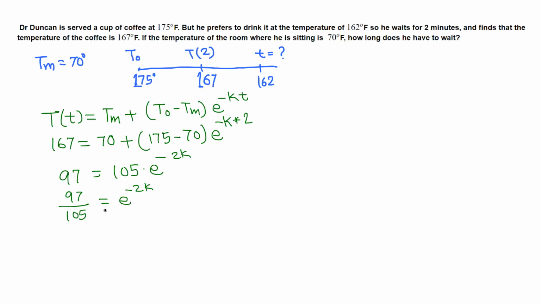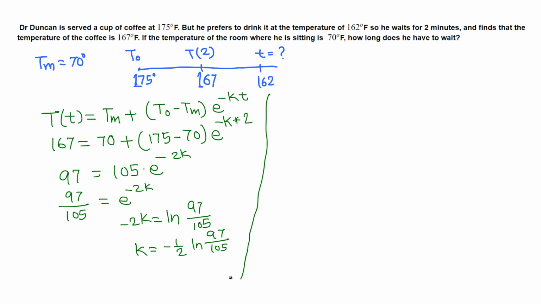Take natural log of both sides. Negative 2k equals natural log of 97 over 105. Now divide by negative 2, you get k equals negative 1/2 natural log of 97 over 105. You can go for decimals, but make sure you write at least 4 digits after the decimal. Now we want to find the time to get to the temperature of 162 degrees.